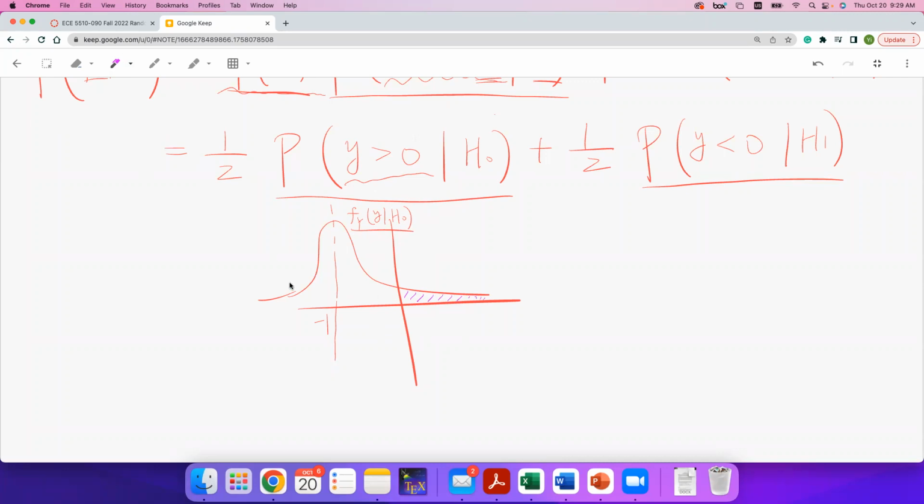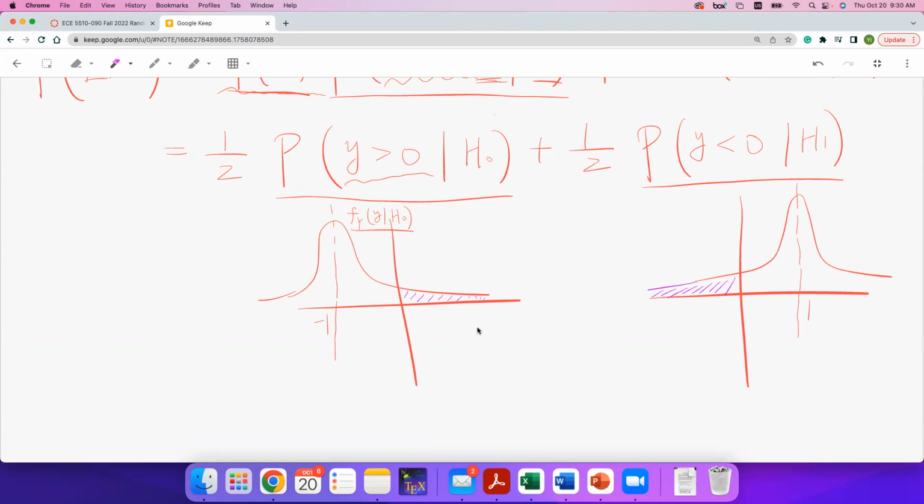So under H0, y has this distribution, and then we look at what is the probability of y bigger than 0. So it is this shaded area, right? And for the other case, it's the same. Under H1, the PDF of y is given as a different Gaussian centered at 1. Okay, and we need to look at the probability when y is less than 0. So it corresponds to this shaded area.